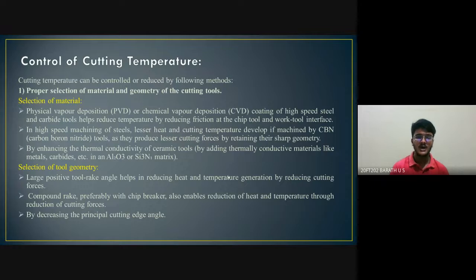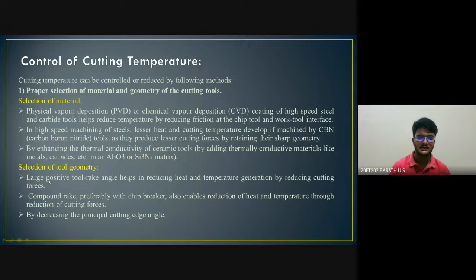Different thermal conductivities of ceramic tools are used, with materials like metals and carbides. Different types of harmful gases are created in that area, which affects employee health. The selection of the tool is most important for cutting temperature. Another point on tool geometry: a large positive rake angle helps reduce heat and temperature generation by reducing cutting force.